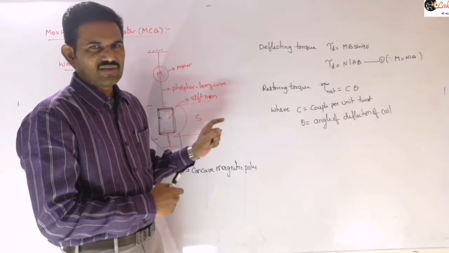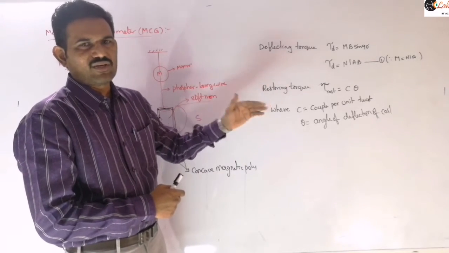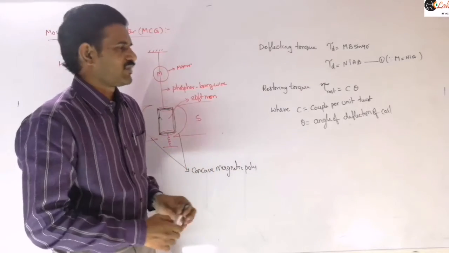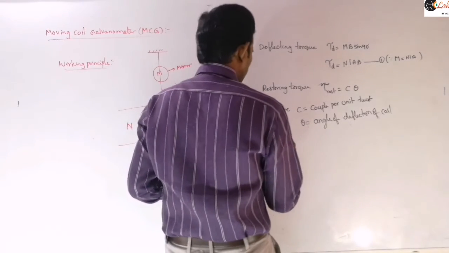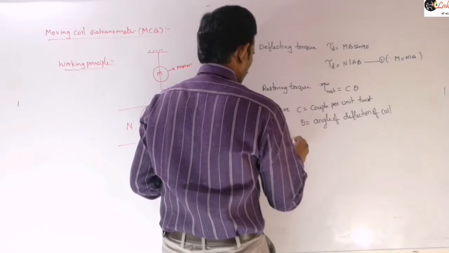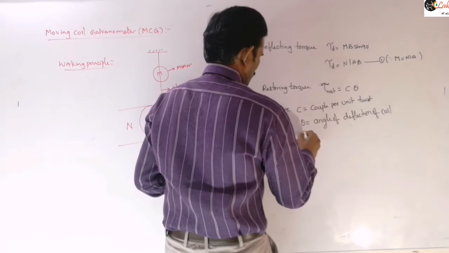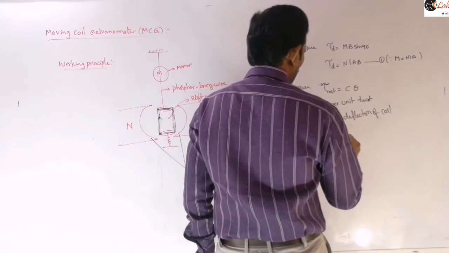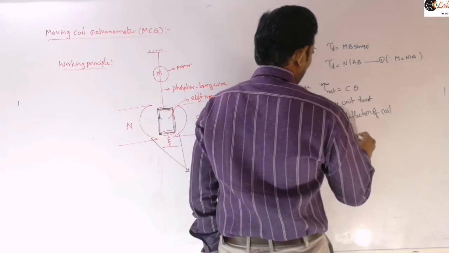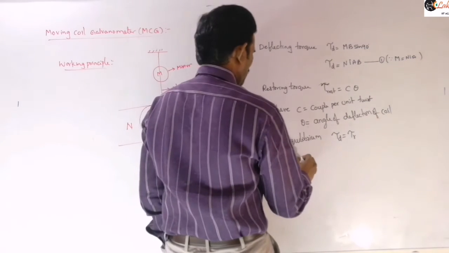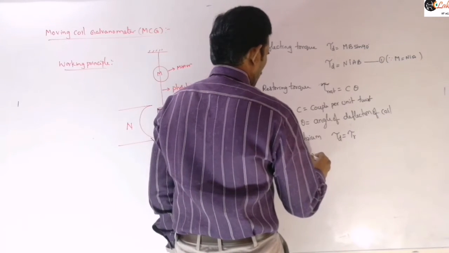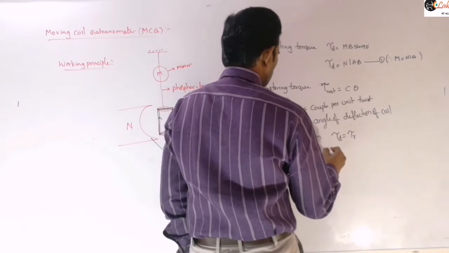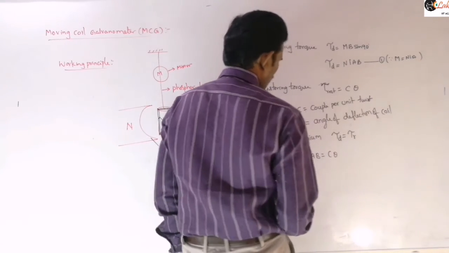If you want to change the C value, you need to replace that given wire with another wire. So now in equilibrium, this deflecting torque is equal to the restoring torque, and therefore NIAB is equal to Cθ, we can write.